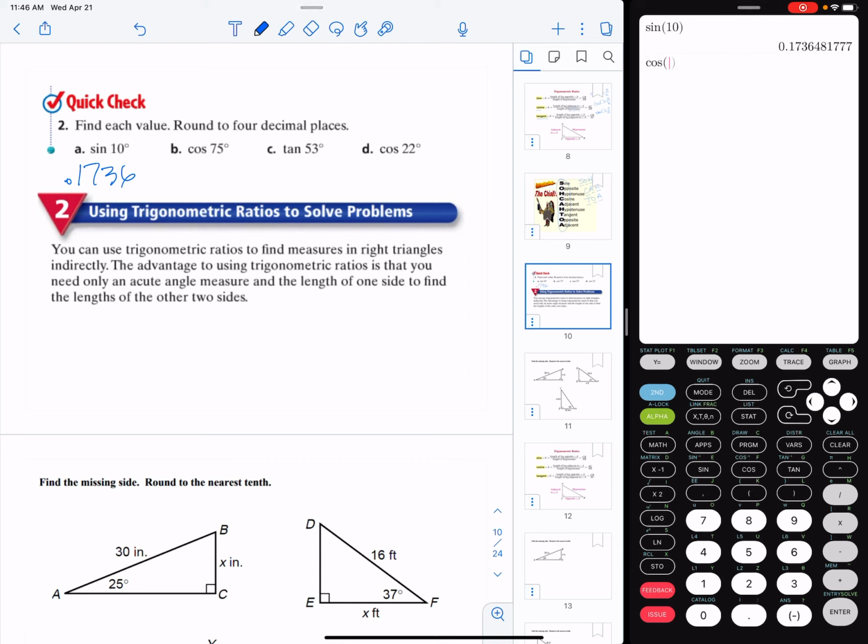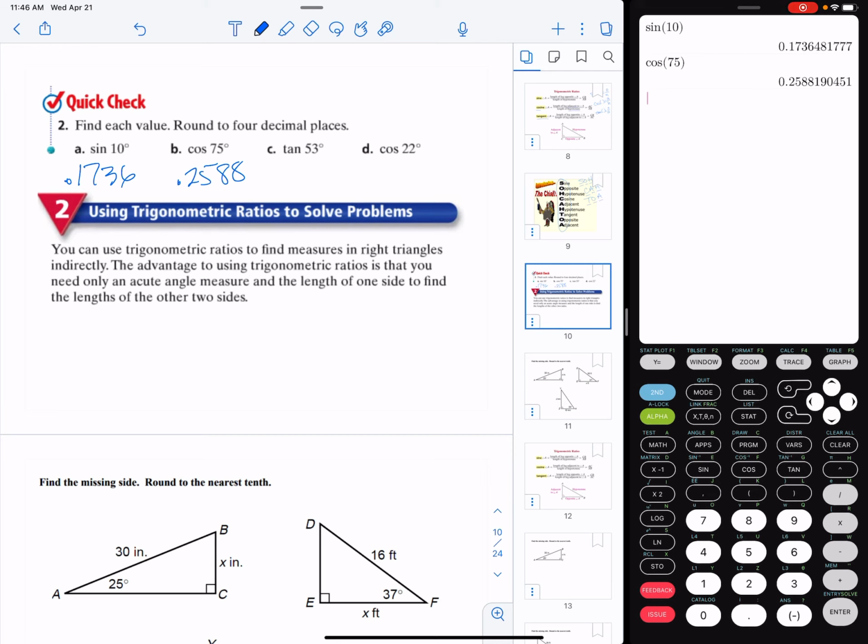Then we'll do cosine 75, enter. You find out that this one is 0.2588, and then there's a 1, so it doesn't do anything to the 8. So you do the last two by yourself. Pause the video, answer those two questions, and write down the decimal value rounded to 4 decimal places.